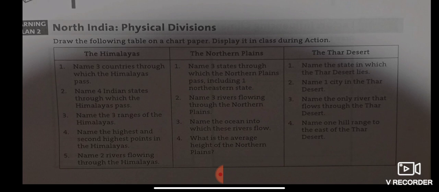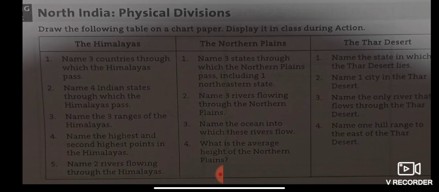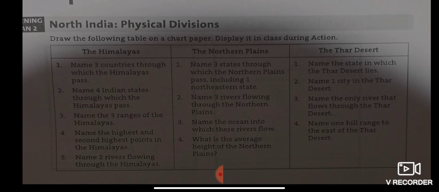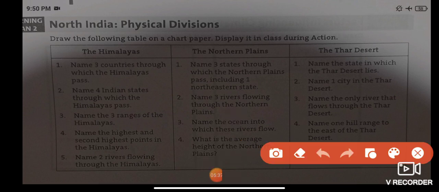I'll read for you, please listen carefully. North India physical division. You have to draw the following table on a chart paper. Number one, Himalayas. Name three countries through which the Himalayas pass. So here is a question on the Himalayas. There are actually five questions, and you have to give the answer for all.